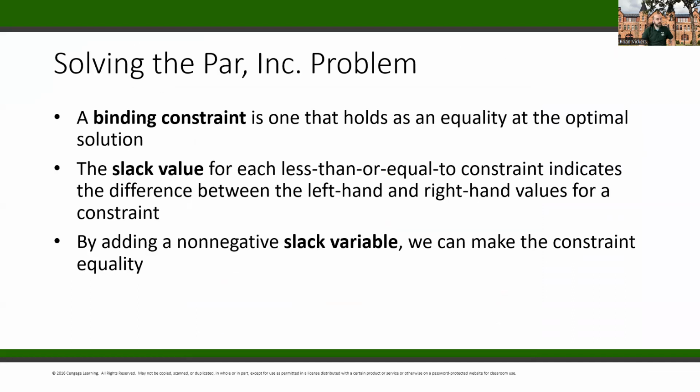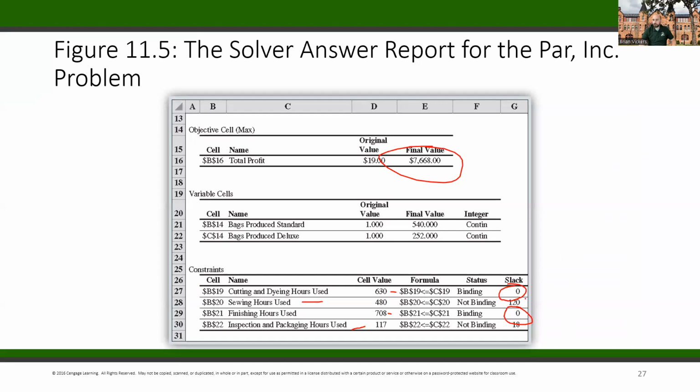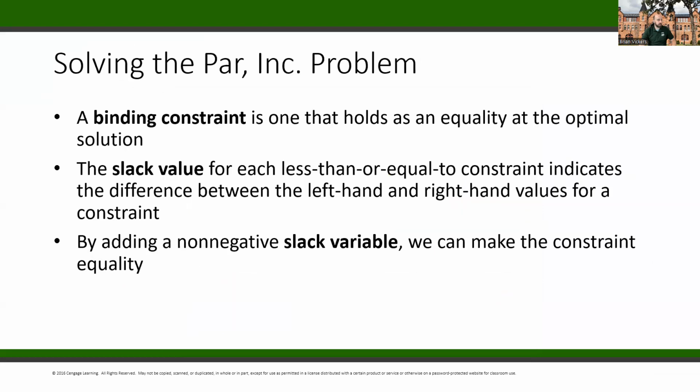So slack value is the difference between how much we used and how much we have available. So that was that 120 versus the 0. So 120 here, 18 here. Slack value is how much in excess we have. You can see anytime you have 0 slack, you'll also have a binding constraint. They end up matching up in that way.